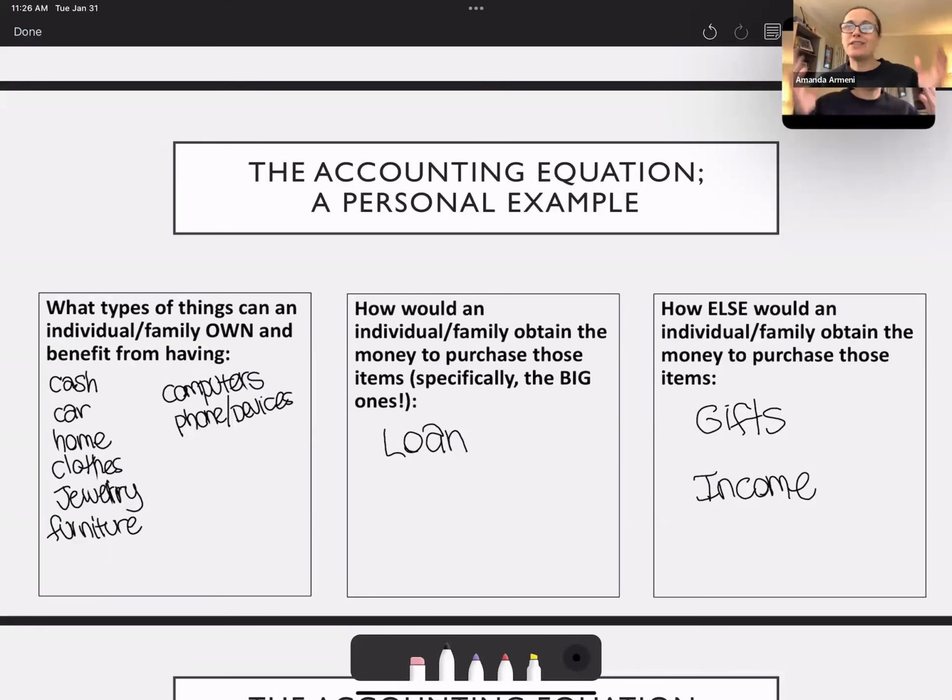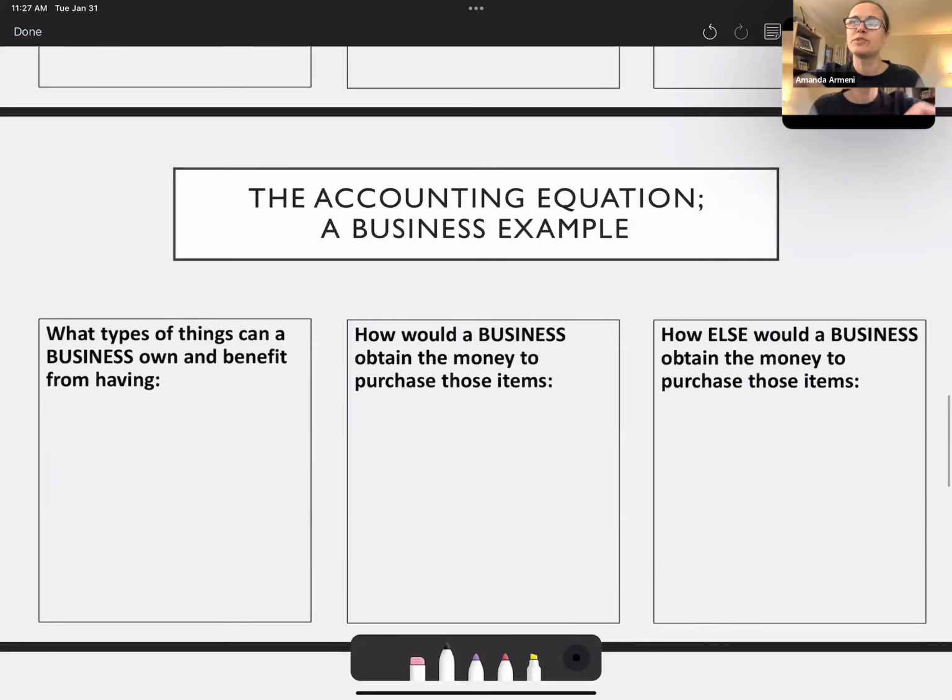So this personal example is the same sort of thought process that we want to go through when we're thinking about the accounting equation as it applies to a business. We want to think about these same things, right? So again, I just like to go through this personal example because I think it connects you a little bit closer to the accounting equation and to understanding what these different elements of the accounting equation actually are. So let's now think of this in terms of a business, right?